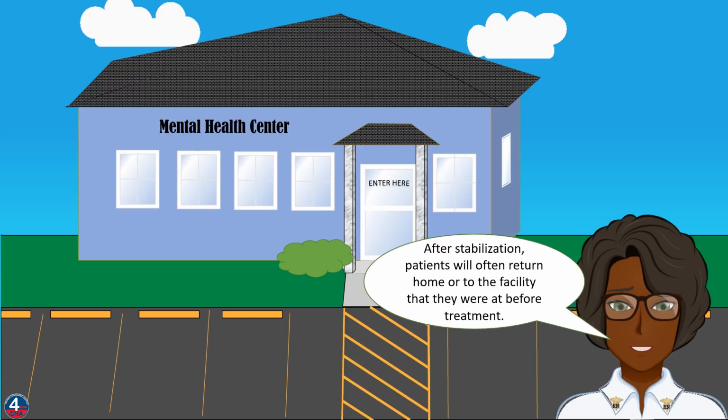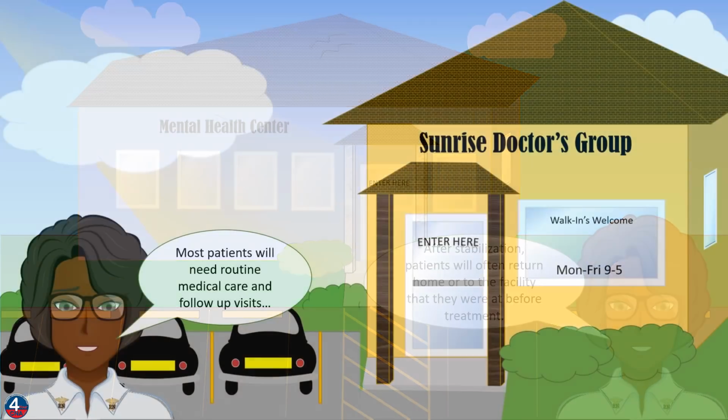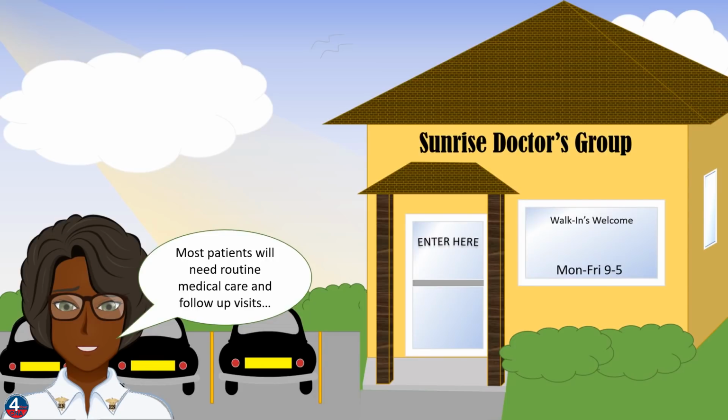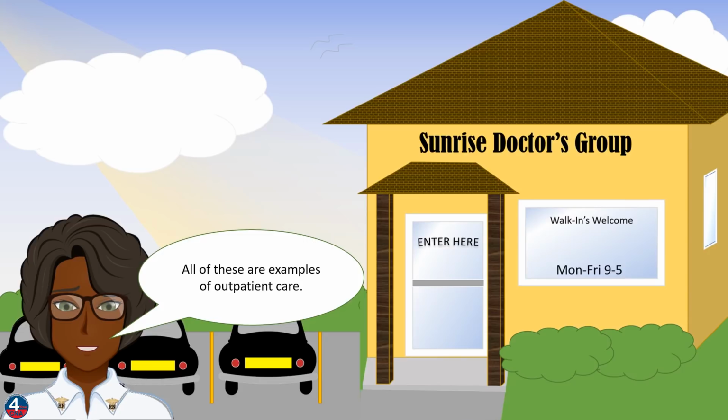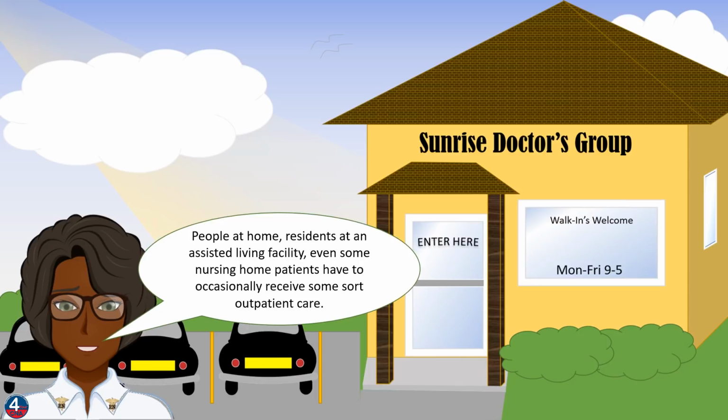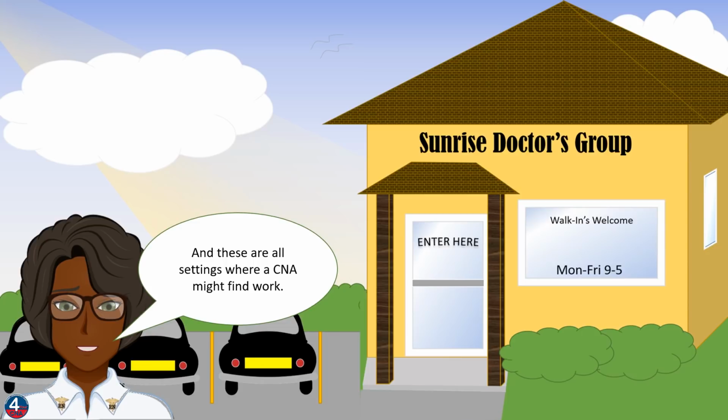After stabilization, patients will often return home or to the facility that they were at before treatment. Most patients will need routine medical care and follow-up visits. This is usually done on an outpatient basis. Most healthcare is outpatient. Doctor's offices, walk-in clinics, lab work, x-rays, same-day surgery centers, dialysis, outpatient therapy. All of these are examples of outpatient care. People at home, residents at assisted living facilities, and even some nursing home patients have to occasionally receive some sort of outpatient care. And these are all settings where a CNA might find work.